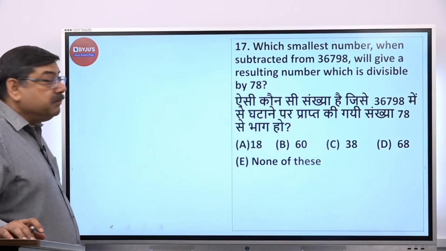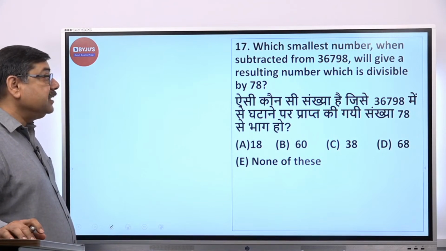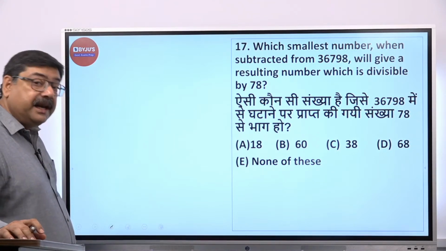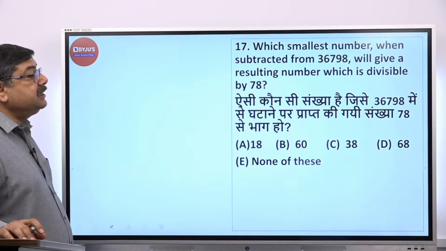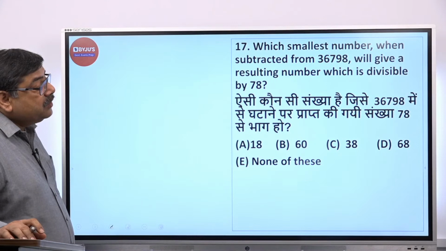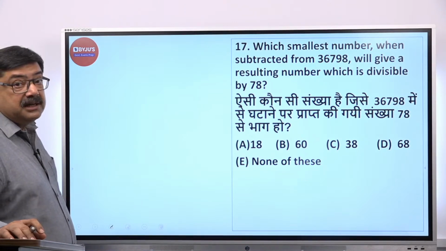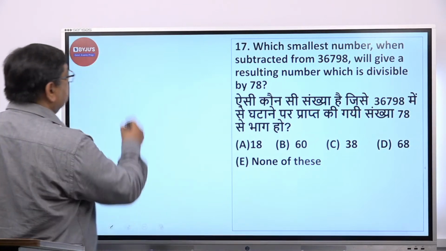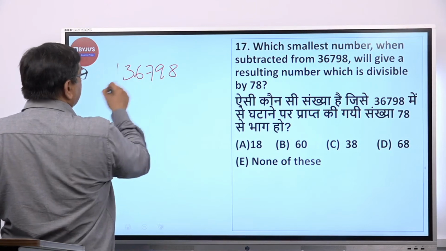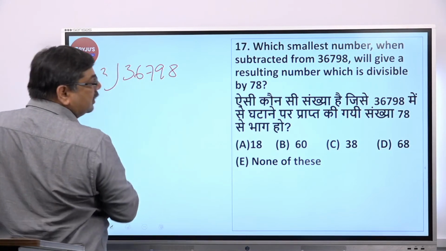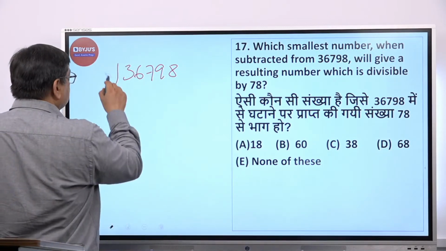Which smallest number when subtracted from 36798 will give a resulting number which is divisible by 78? ऐसी कौन सी संख्या है जिसे 36,798 में से घटाने पर प्राप्त की गई संख्या 78 से भाग हो? तो देखिए जी, just divide this 36798 by 78. Okay, let's do this.